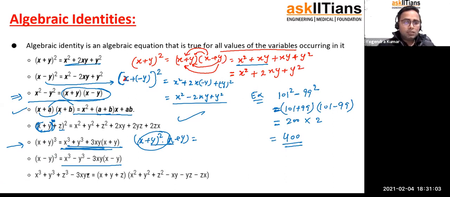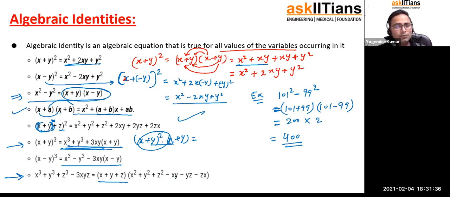Now this last identity is really very important. Many questions are framed on this one because it looks a little bit difficult to remember, but it is important. Like we have cubes here, three numbers and their cubes, minus three times their product, is x plus y plus z times x square plus y square plus z square minus xy minus yz minus zx, right? This is what it is.